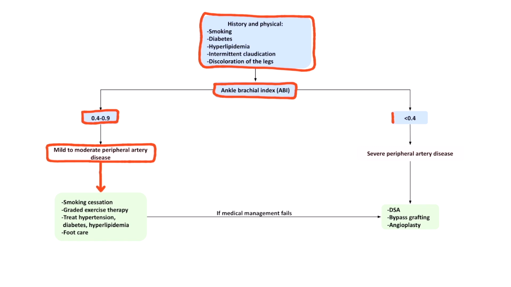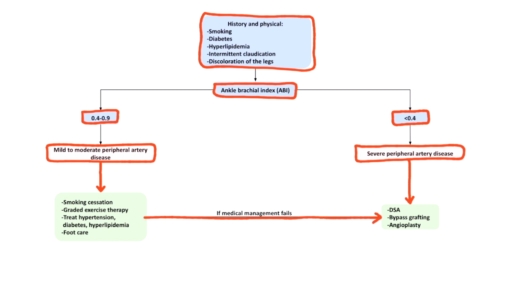If the ABI is less than 0.4, then the patient likely has severe PAD and will need an invasive workup, such as digital subtraction angiography, or DSA, as well as potentially invasive therapies like bypass grafting and angioplasty. Similarly, patients with mild to moderate disease who continue to progress and fail to respond to medical therapy may also become candidates for invasive imaging and treatment.